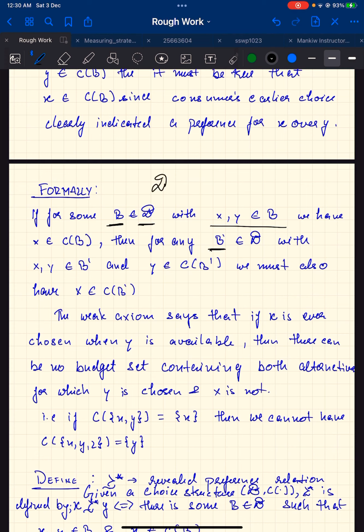So we're saying that if there's curly B and it includes B and B prime both, and if X and Y are elements of B and an individual chooses X, then if X and Y are elements of B prime also and the individual chooses Y, then the individual must also be choosing X.